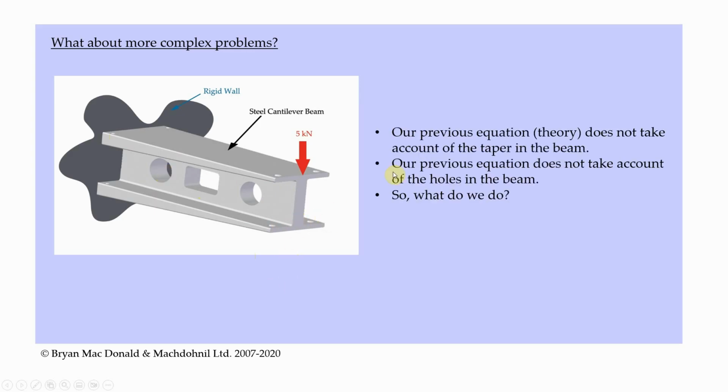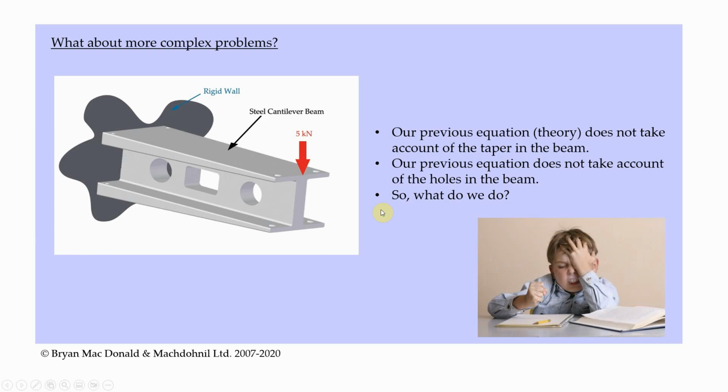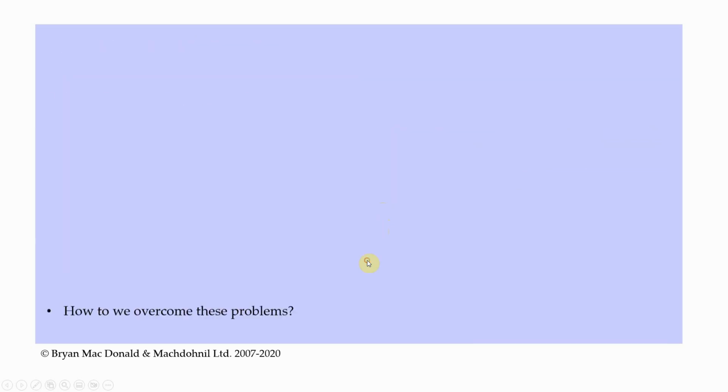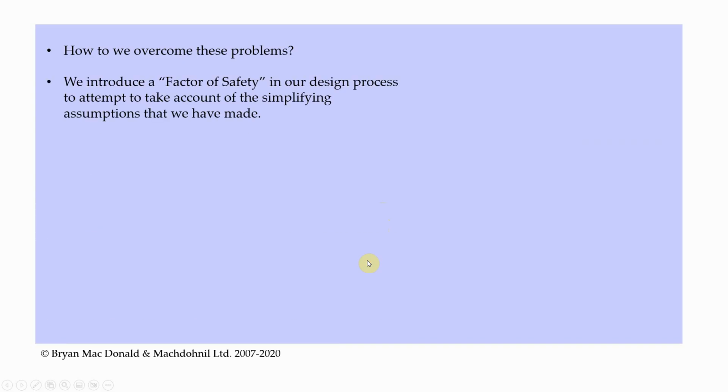So our previous equation does not take account of the taper in the beam, does not take account of the holes in the beam. So what do we do? We're faced with a difficult situation. So how do we get around this? The answer is we introduce the factor of safety into our design process to attempt to take account of the simplifying assumptions that we've made.